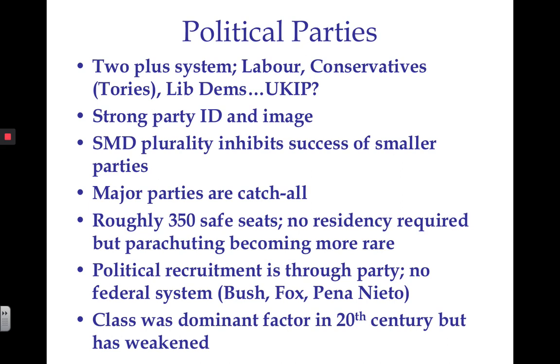Big parties in the UK are catch-all. They control most of the seats. There are 350 safe seats roughly in the UK, and so the parties are kind of guaranteed one or the other to win in one of those safe seats. In the other ones, and remember, we've talked about this in class too, if a party runs someone in an unsafe seat, then that means they are running a political newcomer to test their mettle. Parachuting has become more rare, but it is still allowed in the UK, where they can run candidates in a constituency in which they don't have residents.